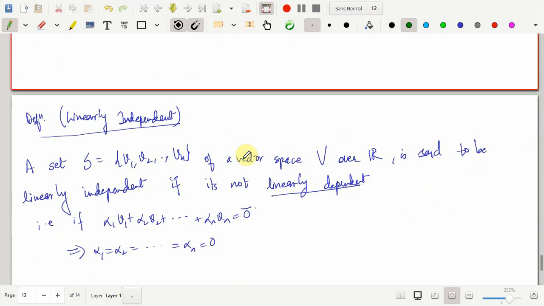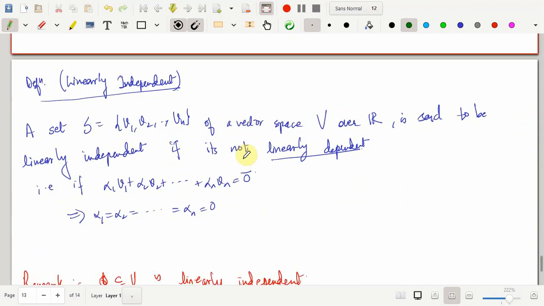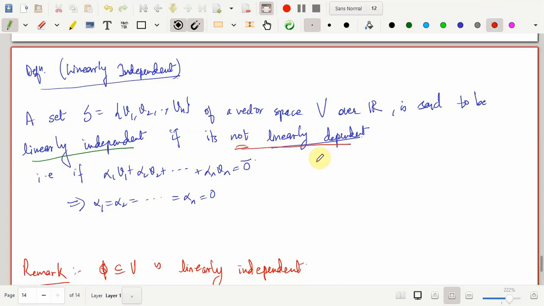So when do we say a subset of a vector space V is a linearly independent set? As I said, it's the complement of linearly dependent. It is said to be linearly independent if it is not linearly dependent, but that doesn't give us the exact definition of what we mean by linearly independent. So it's a negation of this statement. When do we say a set is linearly dependent? If there exists at least one non-zero scalar among alpha 1, alpha 2 to alpha n such that the linear combination is equal to 0.